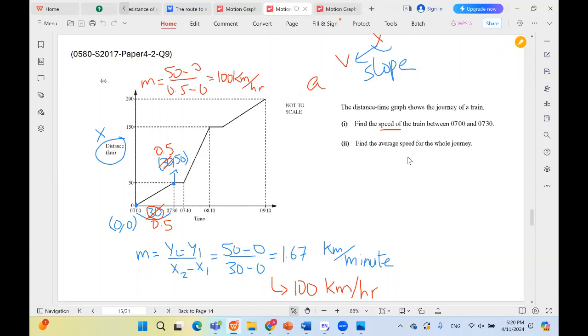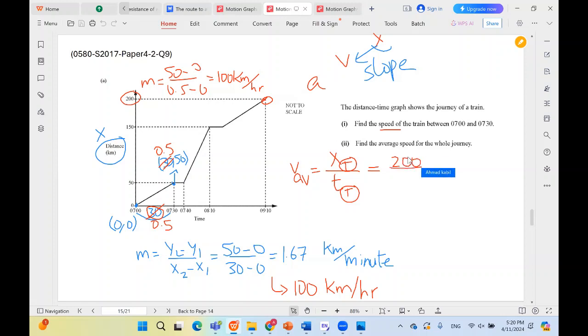Next, we are required to find the average speed for the whole journey. So the average speed is total distance over total time. The T capital here stands for total. So total distance over total time. The total distance here is very easily obtained. It's just the highest number in the y that the graph reaches. So this point here, this is the maximum distance traveled, which is 200. So we can just write 200 for x total.